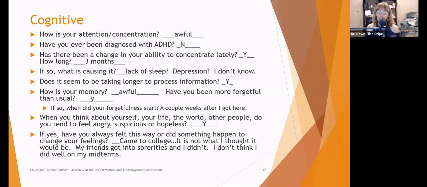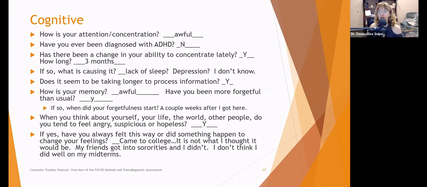Her memory is awful. She says her forgetfulness started a couple weeks after she got here, which would be right after rush. When you think about yourself, your life, the world, other people, do you tend to feel angry, suspicious, or hopeless? She says, yeah. In general, she just doesn't really care that much about what other people do, but she feels resentful towards her roommate. She feels resentful towards the sorority where she didn't get a bid. She feels hopeless about her current situation because she knows she can't drop out of college because she's expected to finish college. She can't go back home and go back to high school. She just feels really stuck.